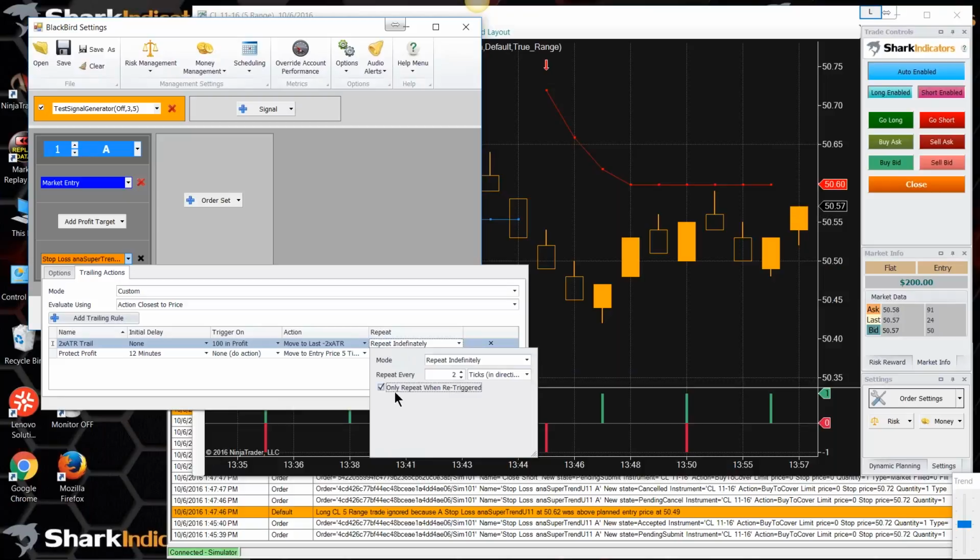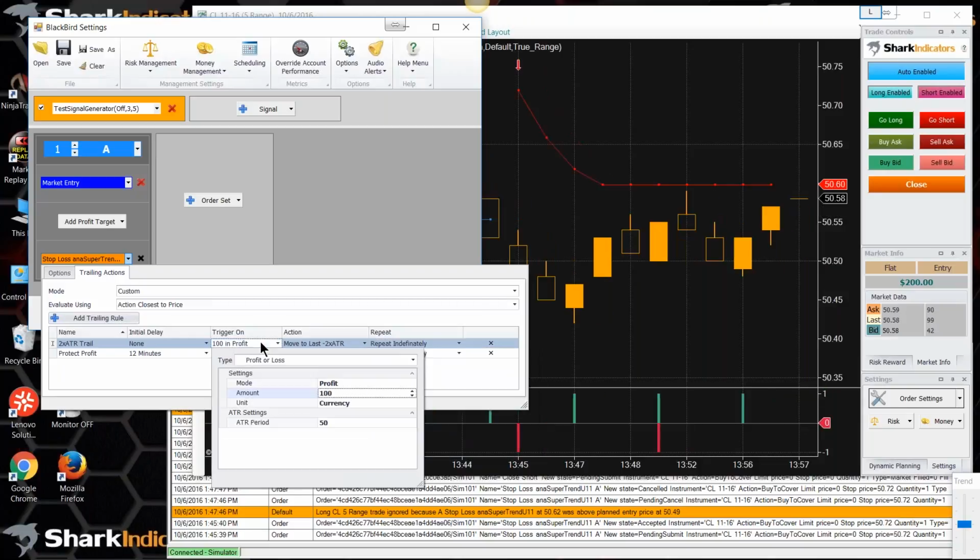I guess a typical use for this only repeat when re-triggered would be, let's say we're using a bloodhound signal to trigger some kind of a trailing rule.